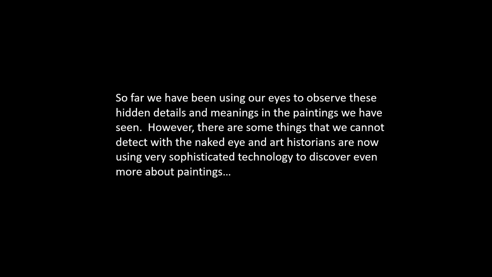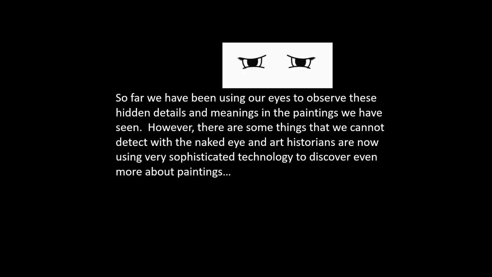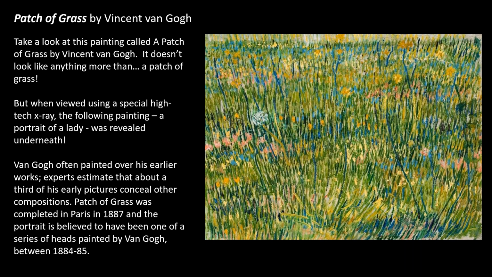So far, we've been using our eyes to observe these hidden details and meanings in the paintings we have seen. However, there are some things that we can't detect with the naked eye, and art historians are now using very sophisticated technology to discover even more about paintings. Take a look at this painting. It's called A Patch of Grass by Vincent van Gogh, and it doesn't look like anything more than that, just a patch of grass.